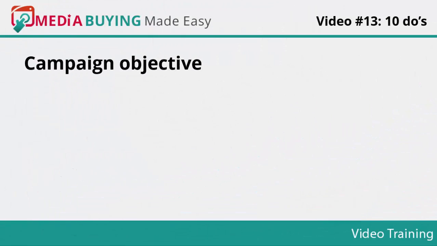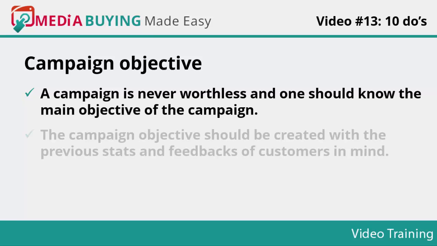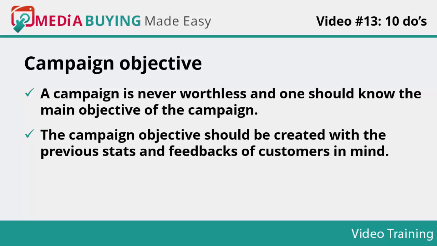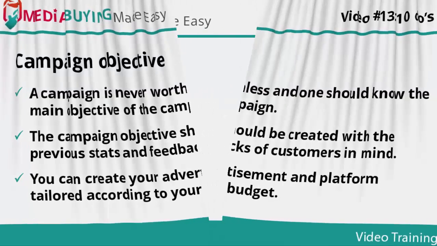Campaign objective. A campaign is never worthless, and one should know the main objective of the campaign. For a media buying campaign, the campaigning team should have an integrated approach to plan, buy, track, analyze, and optimize the main objective of the campaign. The campaign objective should be created with the previous stats and feedbacks of customers in mind, so that the campaign will be able to attract a larger audience. By considering the objective of campaigning, you can create your advertisement and platform tailored according to your budget. Your campaign objective should keep you on track and would help you get the correct media buying and audience.